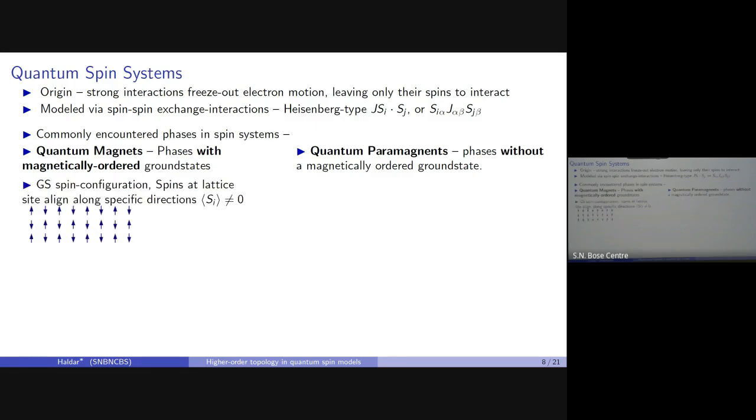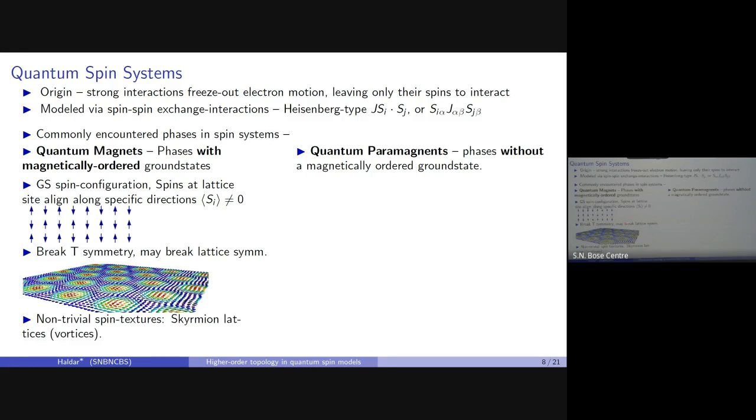What I mean by magnetic order is that in your ground state spin configuration, every site will have a chosen preferred direction along which the spin will align. For example, here I am showing the antiferromagnetic configuration, and the expectation value of the spin, if you go from site to site, will be strictly non-zero. These states necessarily break time reversal symmetry. Whenever you have spins picking up an expectation value, you need to break time reversal symmetry, and you may or may not break translation symmetry or rotation symmetry, whatever.